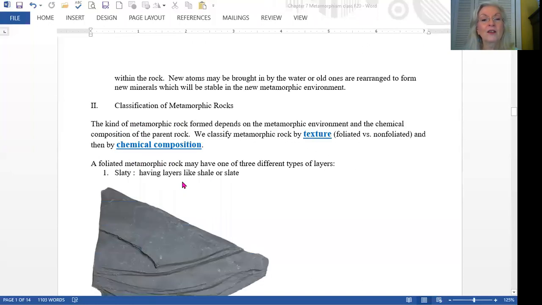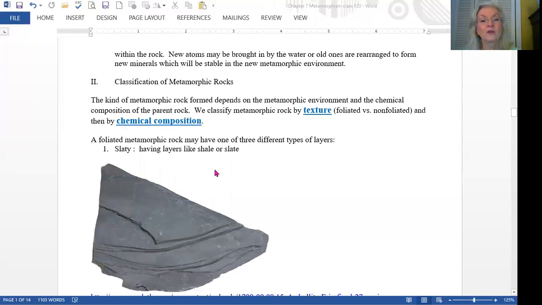All right, so let's talk about the classification of metamorphic rocks because we need some understanding of this for lab. So our lab on metamorphic rocks will let you look at these different kinds of rocks and make some decisions. We'll classify our metamorphic rocks by their texture. Are they foliated or non-foliated? Remember, foliated means it has layers, non-foliated means it does not. And then we'll look at chemical composition. Some of the foliated metamorphic rocks have distinctive patterns associated with them.